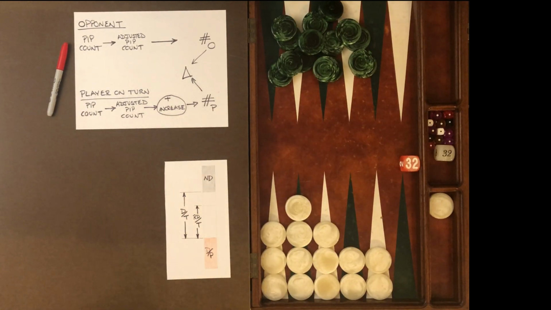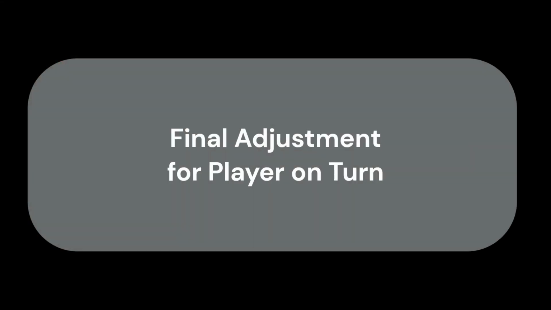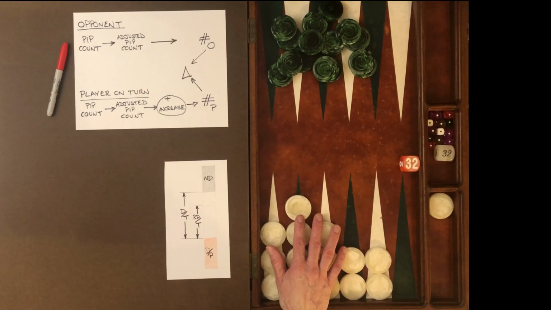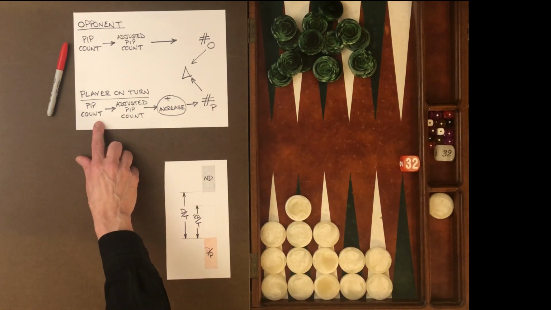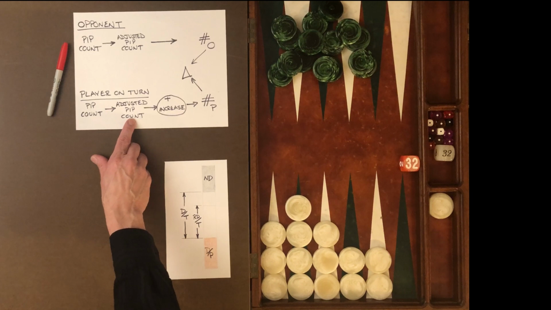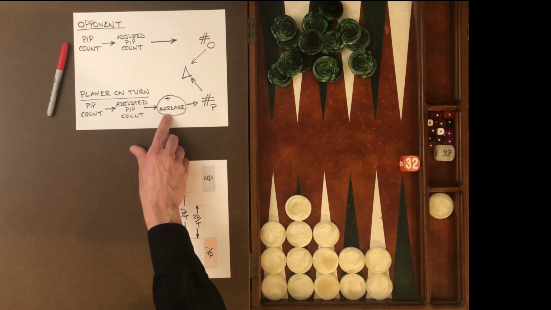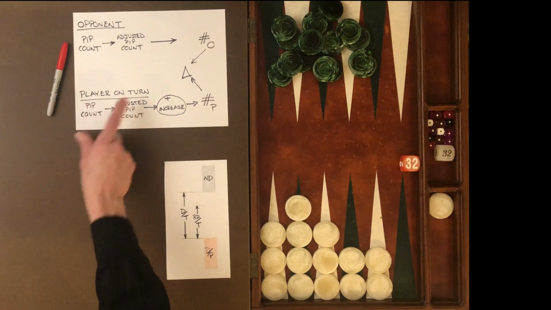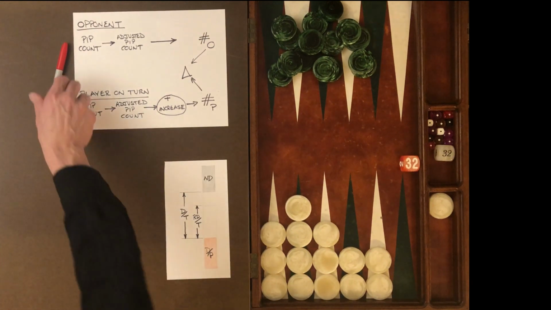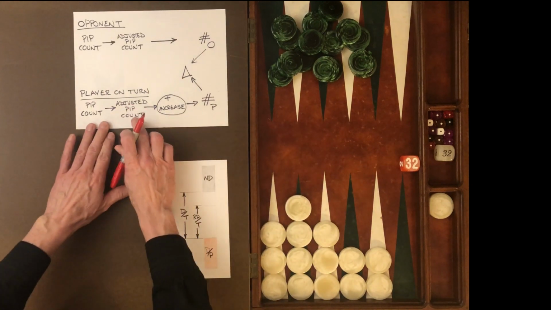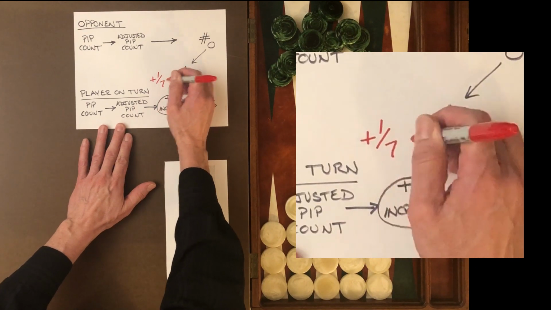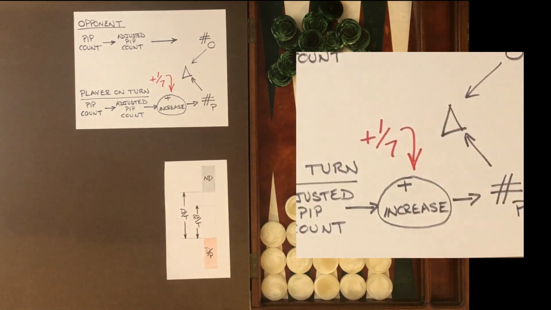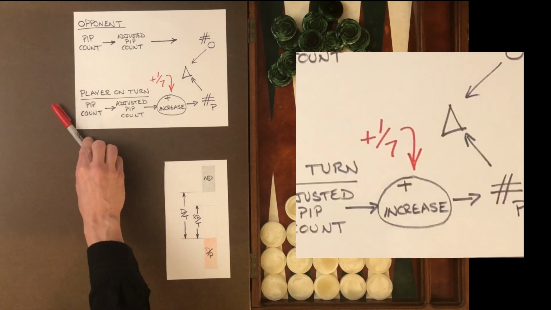So let's jump in and take a look at this increase. This will be a first of two examples to introduce our increase. We've completed our pip count and we've completed our adjusted pip count. And now we have to do our final increase. And this is, again, for the player on turn only. And this increase, we're going to take our adjusted pip count number and we're going to add 1/7 and round down.